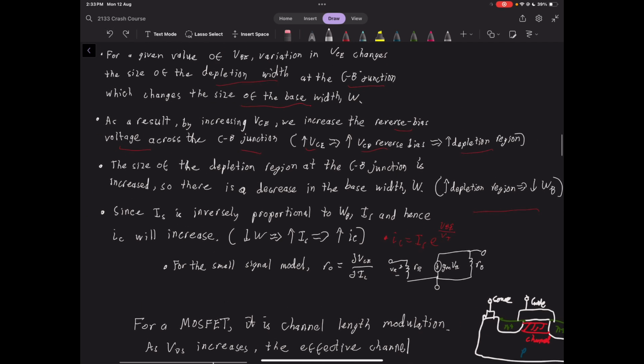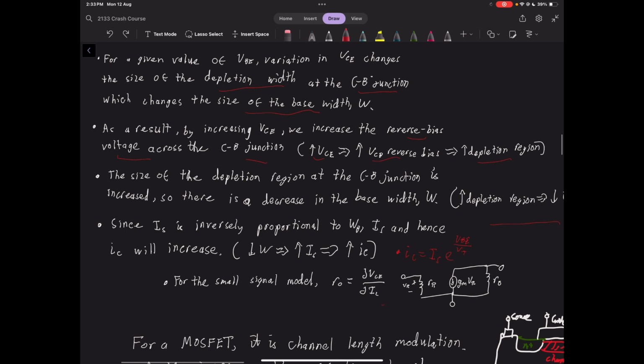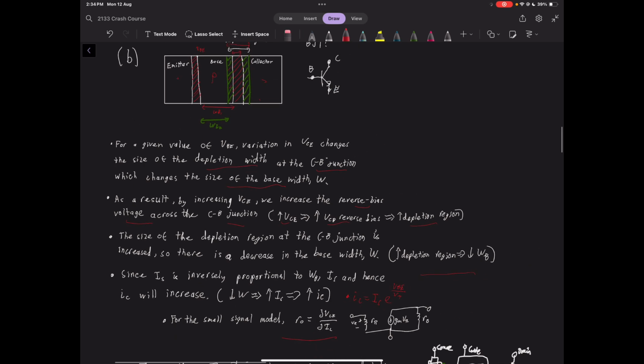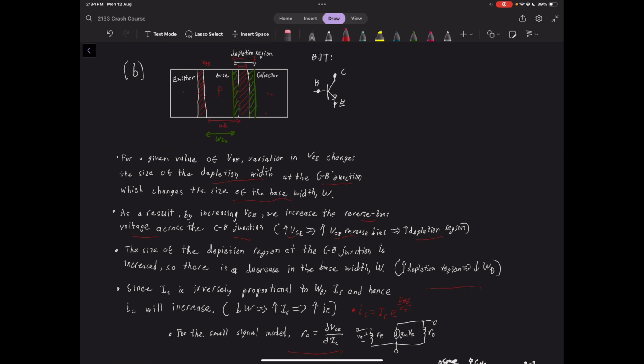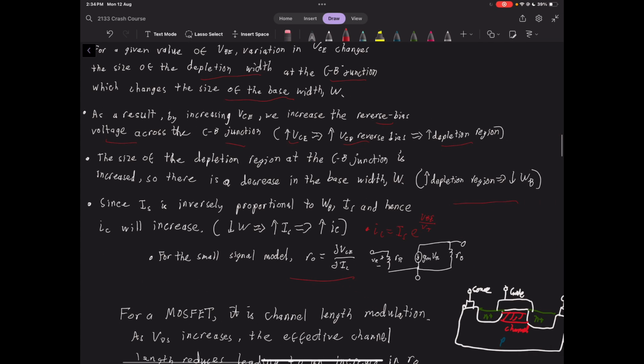IC is proportional to the saturation current. And essentially what this is saying is as you increase the VCE voltage, you are going to increase the collector current, and we can model that in the small signal model as this. The output resistance in our model is actually dependent on the change in VCE over the change in the collector current. That is base width modulation. Essentially, changing VCE changes the width of the base. It's pretty self-explanatory, base width modulation. And that's essentially the output.